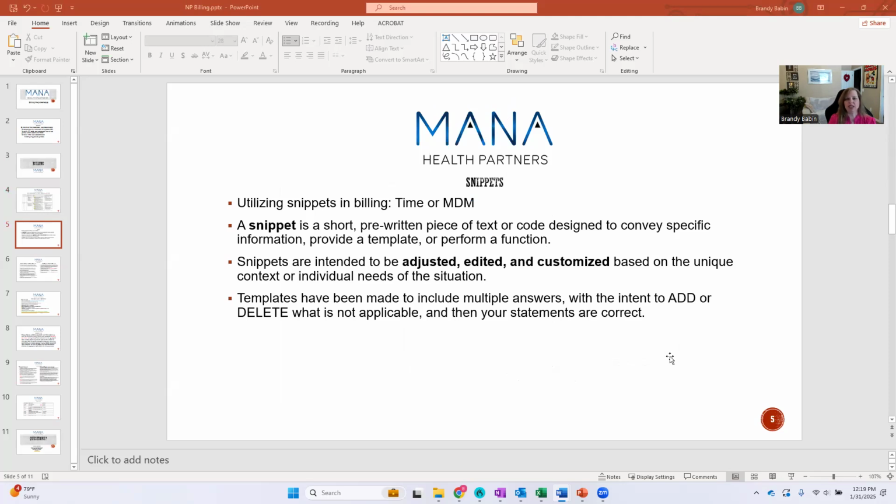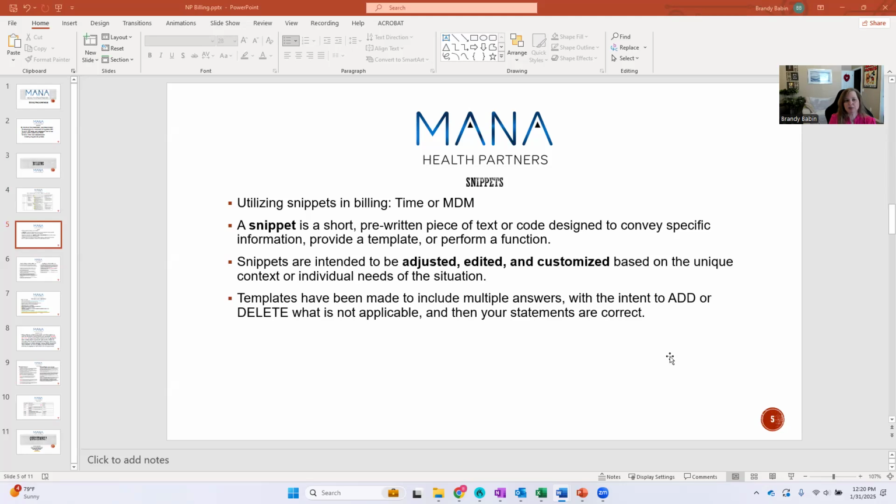Utilizing snippets can be used for time or for medical decision making. A snippet is a short pre-written piece of code or text that's already in the computer system, and you're going to click onto it. Once you click it, you're going to have to adjust it, edit it, customize it, take words away, put words in to make it appropriate. Each section of the documentation has snippets.